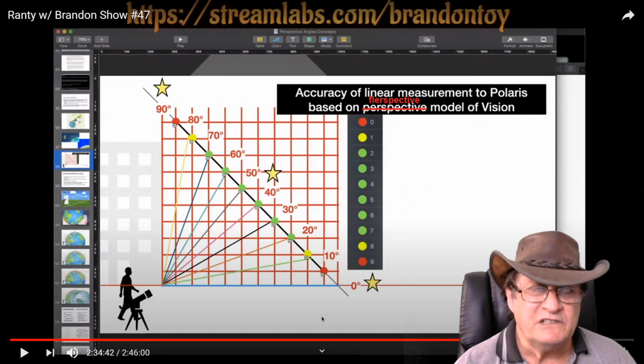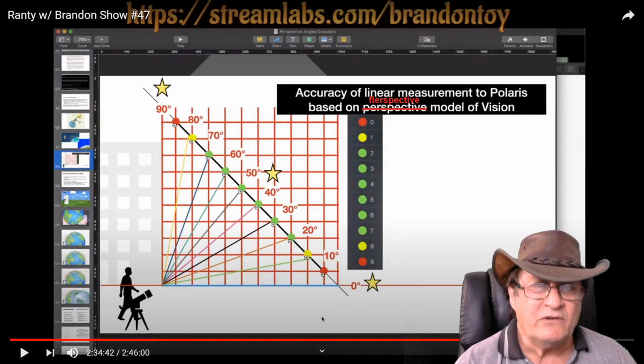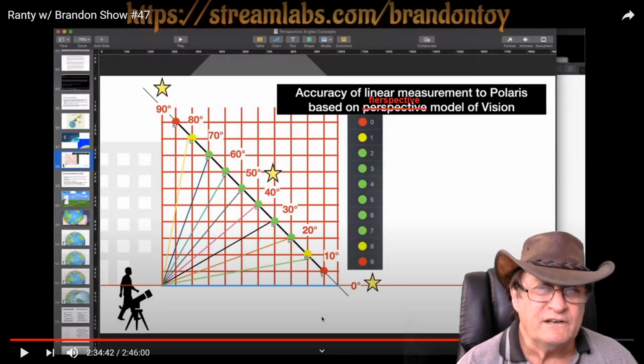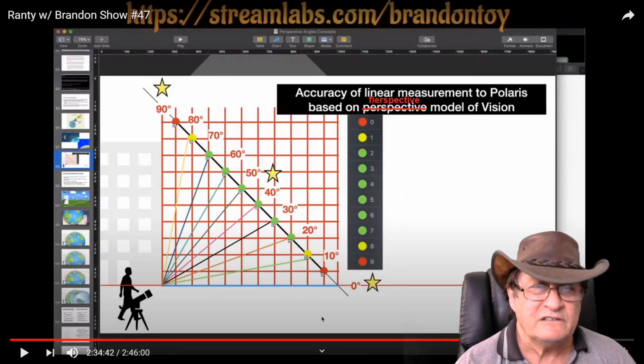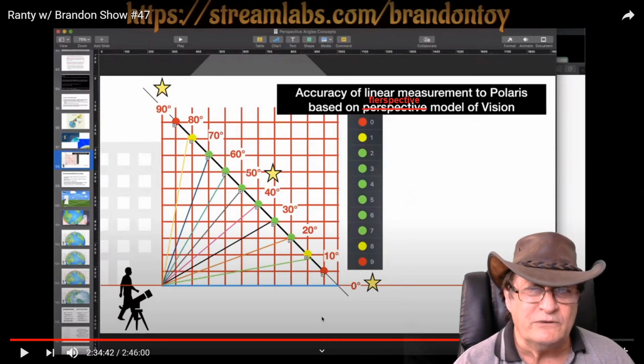It's supposed to be showing something about accuracy of linear measurement to Polaris based on the Flerspective model of vision. Now, I really don't know what this diagram is trying to show. It has no labelling on the axes. It's just a grid of lines, 12 lines in 11 spaces. I'm not really sure why they used 11 spaces. I suppose it just looked good when they drew all those angles in there, 80, 70, 60, 50.